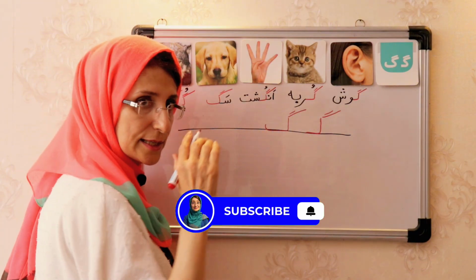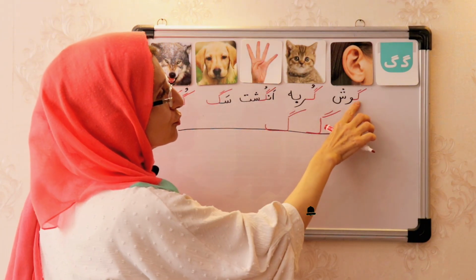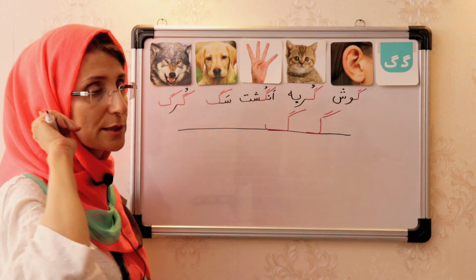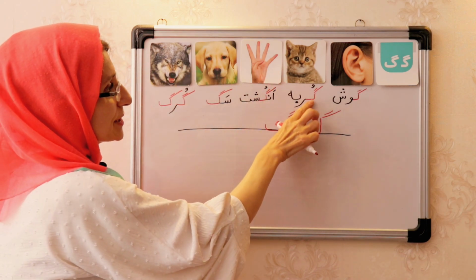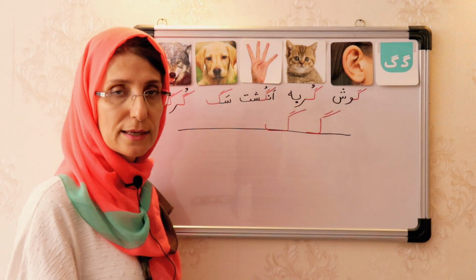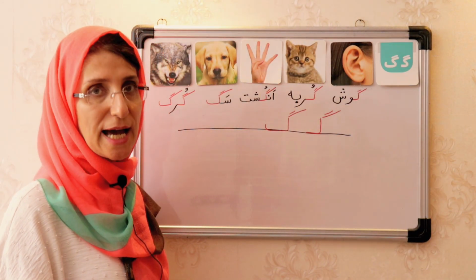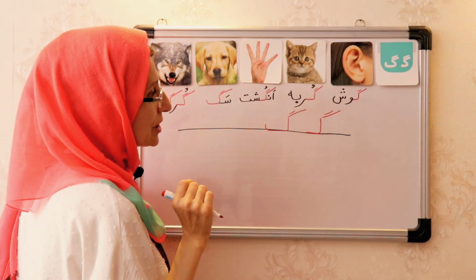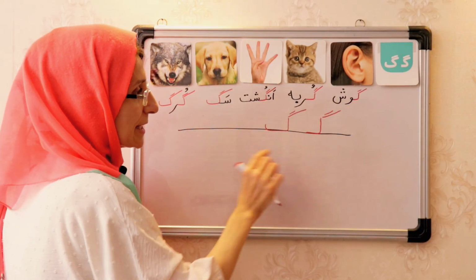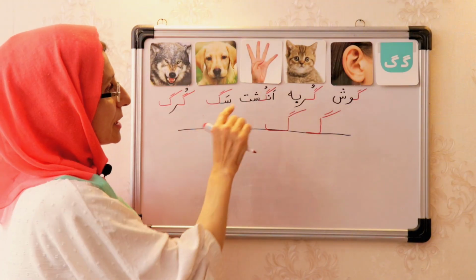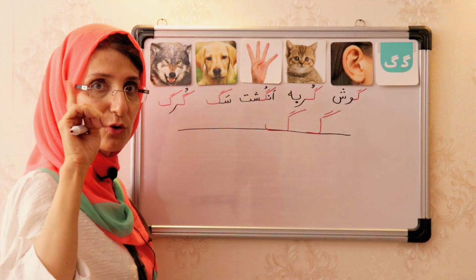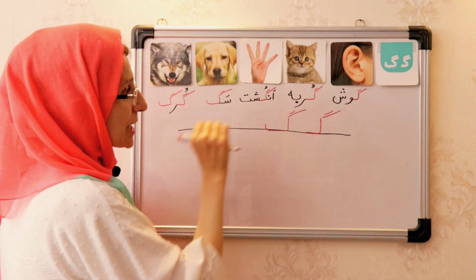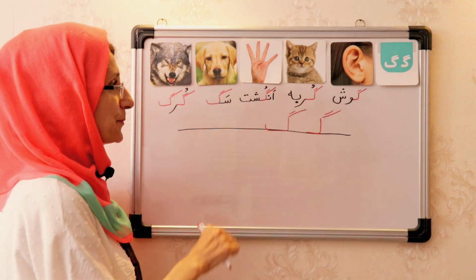This G is at the beginning, like the word گوش, a body part, ear. And in the word, for instance, گربه, گربه is cat. You see it here at the beginning of the word, but G can come in the middle also, in the word انگشت. انگشت is finger. You see G in the middle position.